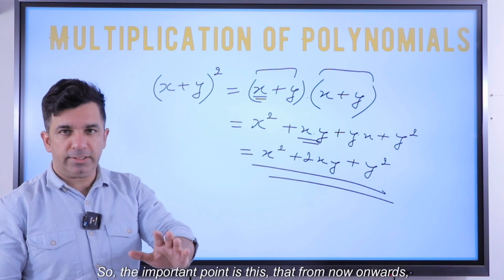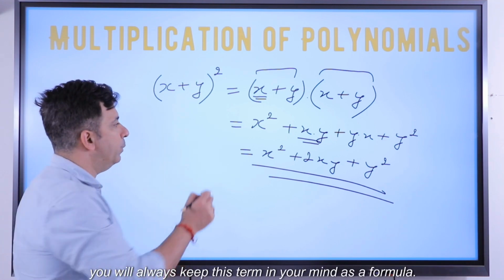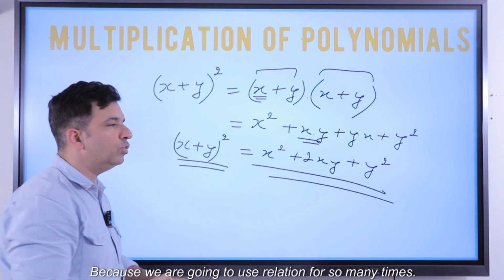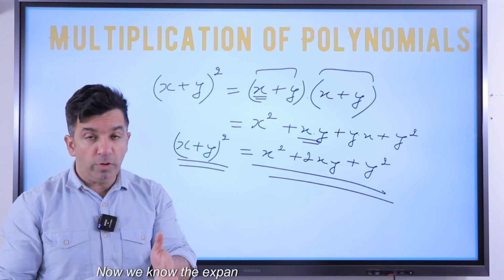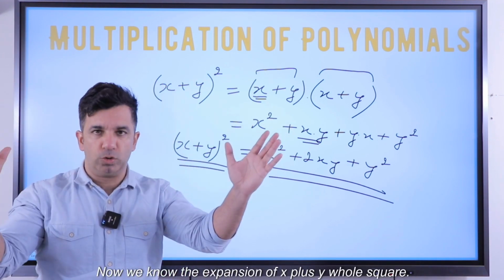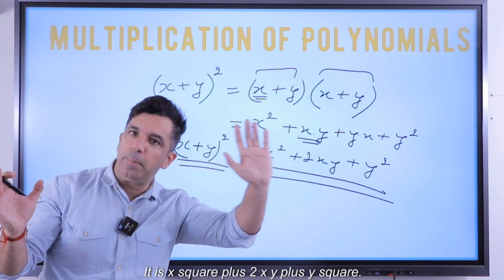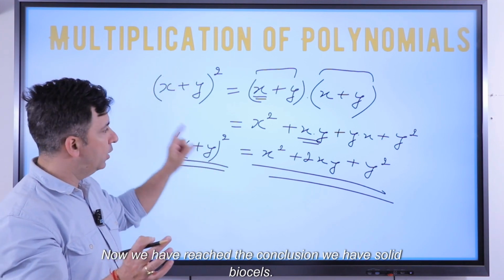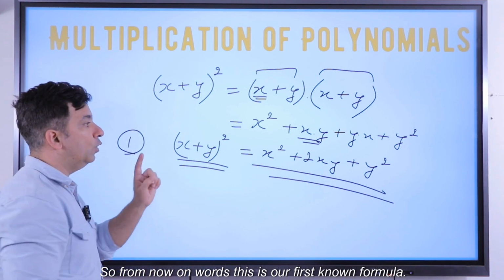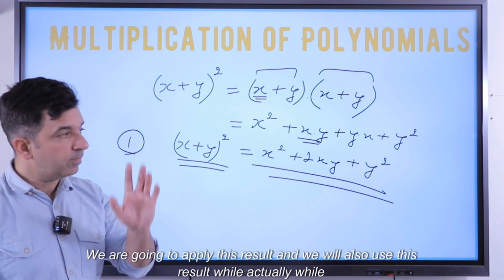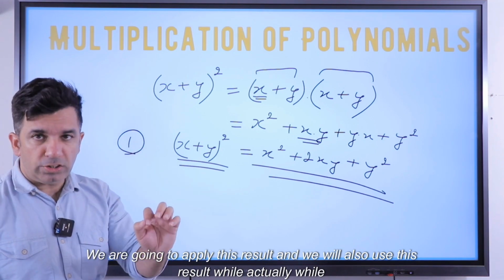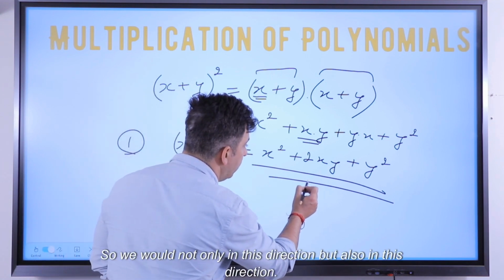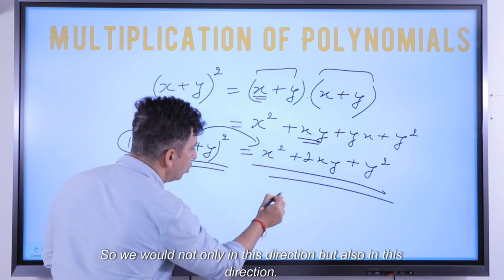The important point is that from now onwards you'll always keep this term in your mind as a formula, because we are going to use this expression so many times. Now we know the expansion of x plus y whole square. It is x square plus 2xy plus y square. How have we reached this conclusion? We have solved it by ourselves. So from now onwards, this is our first known formula. We are going to apply this result, and we'll also use it while doing factorization, not only in this direction but also in this direction.